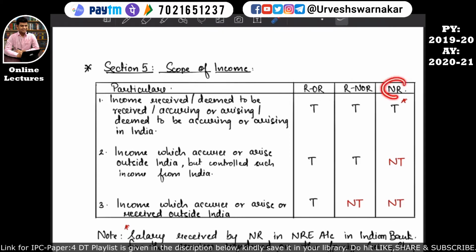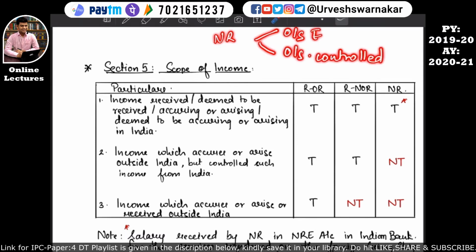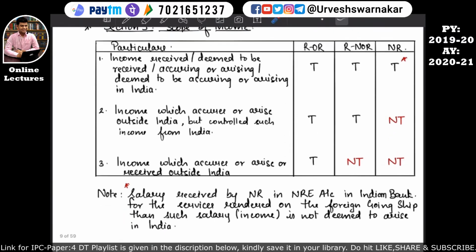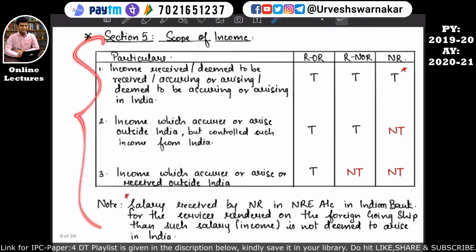And for a non-resident, it is quite simple. If the non-resident is earning income outside India as well as controlling the income outside India, this is controlled and this is earned, then it will not be taxable in India. I hope this is quite clear to you all. So our section 5, scope of income, this table is complete.